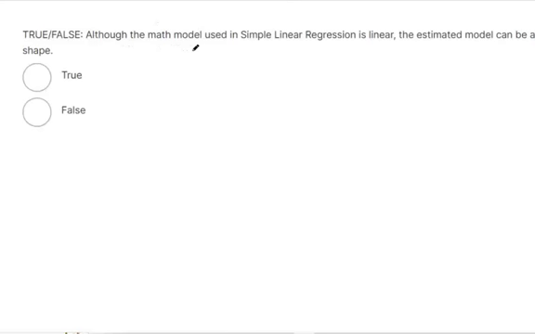Although the math model used in simple linear regression is linear, which means y equals mx plus b (you can have different letters for this and for this, but it's that same idea where you get something to the first power), the estimated model can be any shape. It should be false because we don't want to use a linear regression model if the data is actually quadratic. It's not going to do a good job predicting anything in between our data values, or it's not going to do a good job extrapolating.